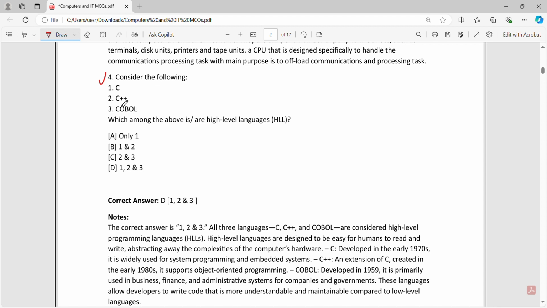Fourth, consider the following. Which among the following is a high level language, HLL? So the correct answer is 1, 2 and 3: C, C++ and COBOL. All are high level languages.